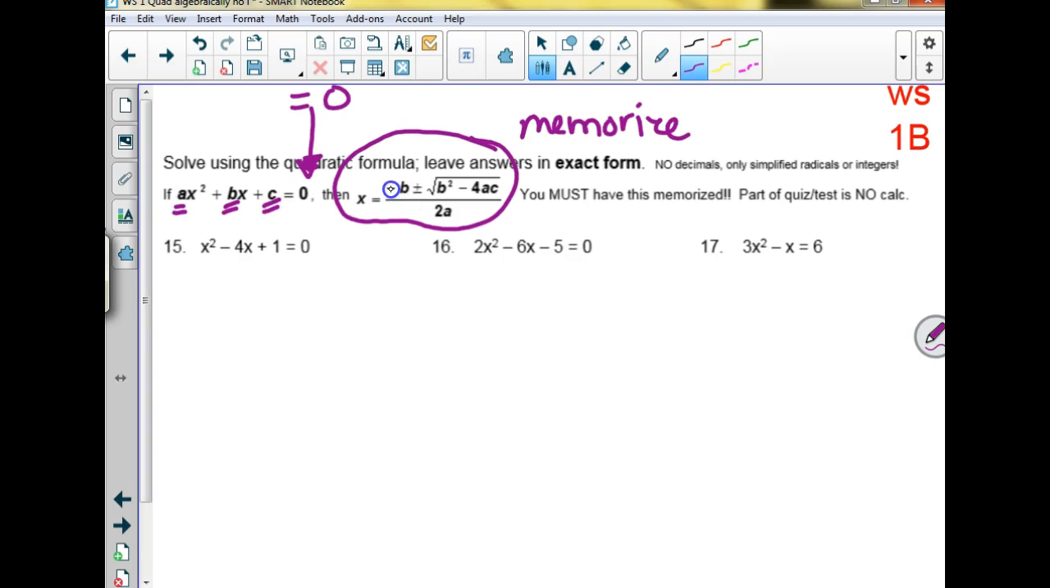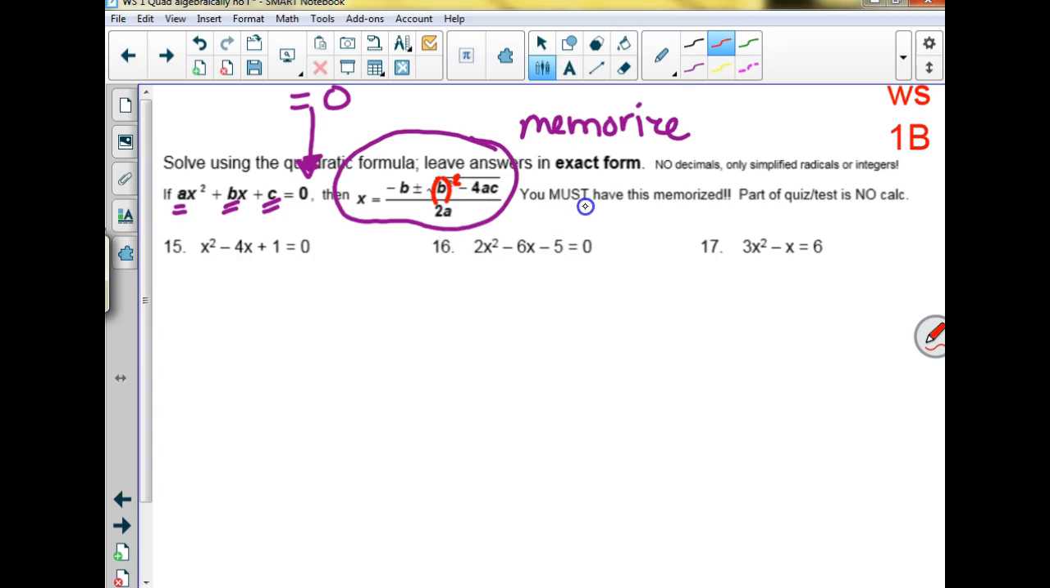Then it says the opposite of b plus or minus, and that's because we could have two solutions, the square root of b squared minus 4ac all over 2a. Couple things you got to remember. If you're doing this on your calculator later, you're going to need to put the b in parentheses when you square it, right?